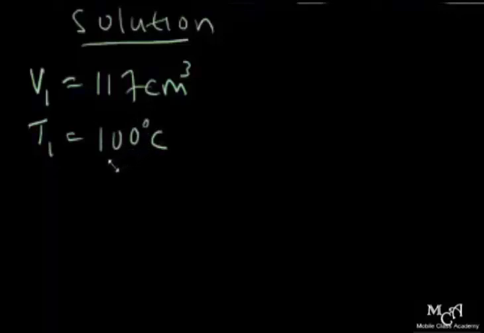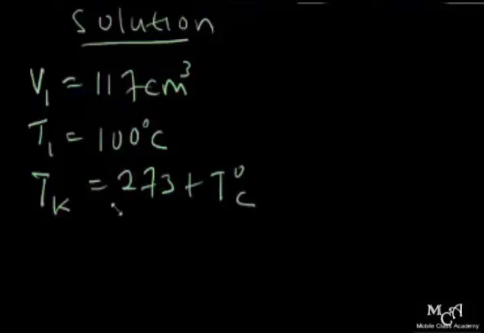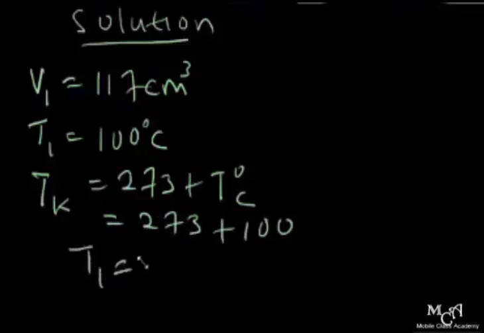I've told you, in Charles' law, you can't work under degrees Celsius. You must convert to Kelvin. And how do I say you convert it? You add 273 to it. T Kelvin equals what? 273 plus T degrees Celsius. So here we have what now? 273 plus 100. So your T1, if you add that, what do you have? You have 373 Kelvin. That's the initial temperature.